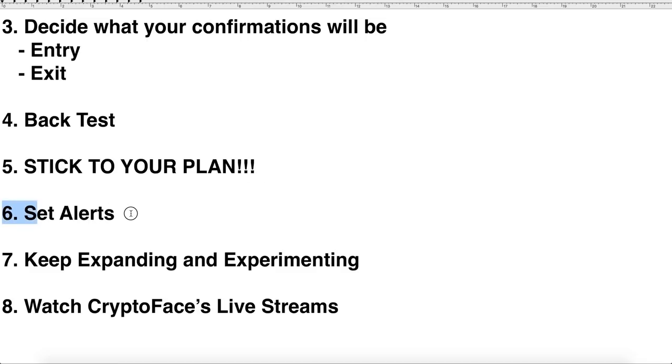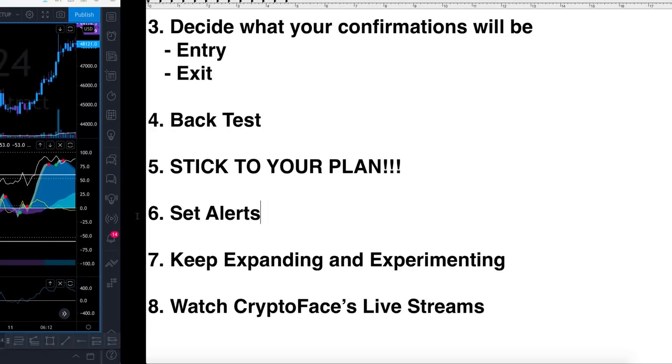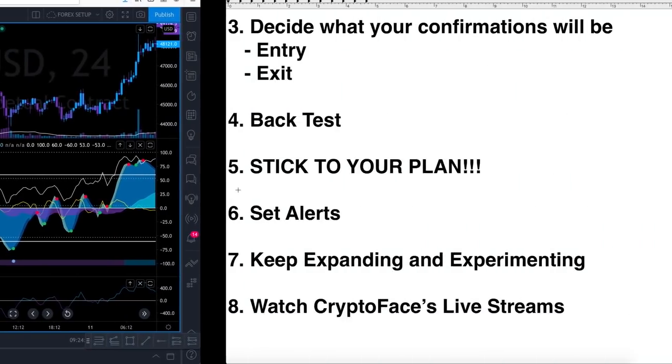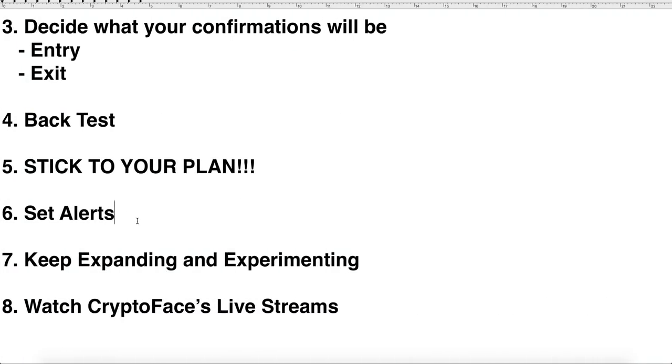Now, the sixth step is set alerts. This is very important. The reason for that is because it's so easy to miss the move. And I've done it, okay? I've done it where I'm actually at the computer and I think, oh, I don't need to set an alert. I'll just check the chart every few minutes. You end up doing something, you check the chart and you realize I missed my entry.